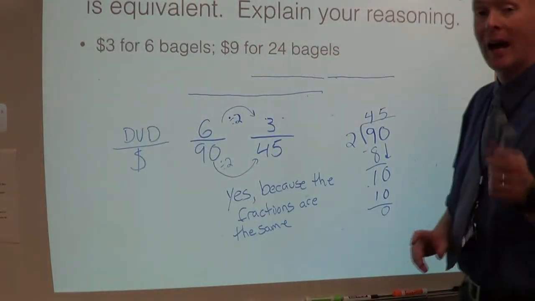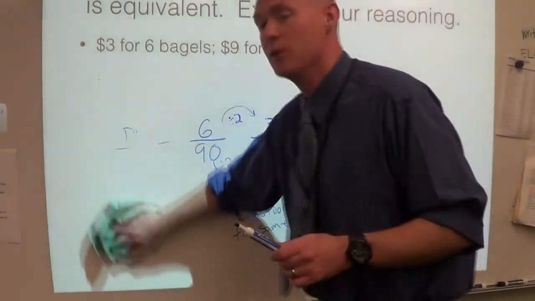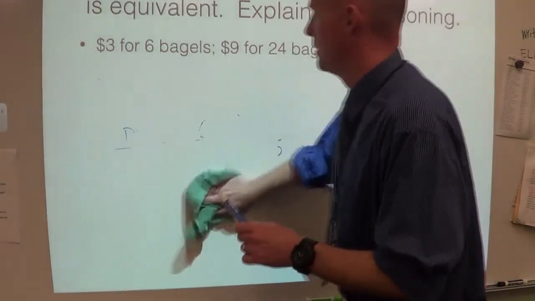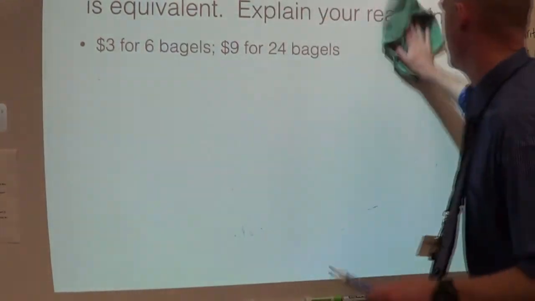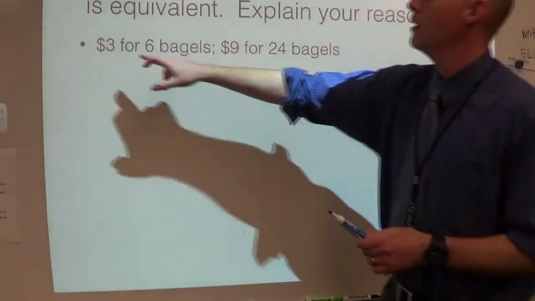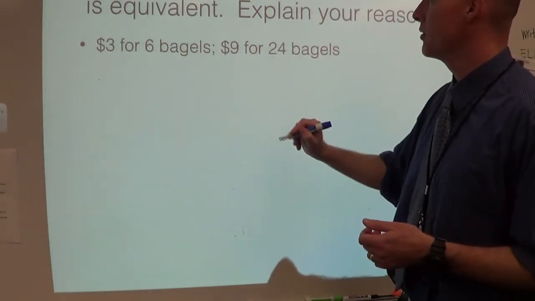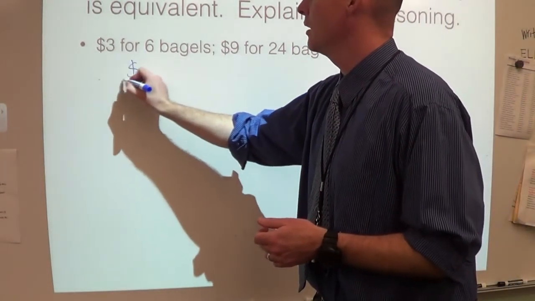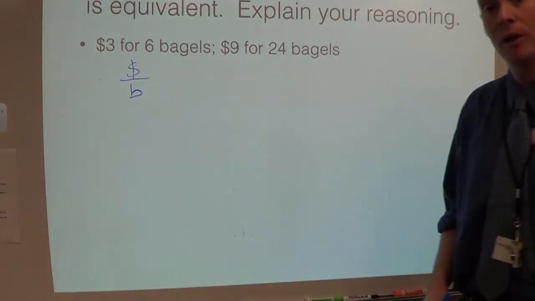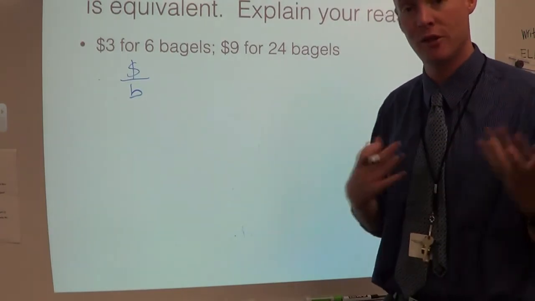Now, let's move on. Here's one I want you to try on your own. I don't care if you use unit rates or if you use equivalent fractions. That's fine. So here we have 3 bagels for $3, and 6 bagels for $9, and 24 bagels. So what I would do is do dollar over bagel and then set it up. You can use unit rate if that's easier for you, or you could try using equivalent fractions, whichever way works.